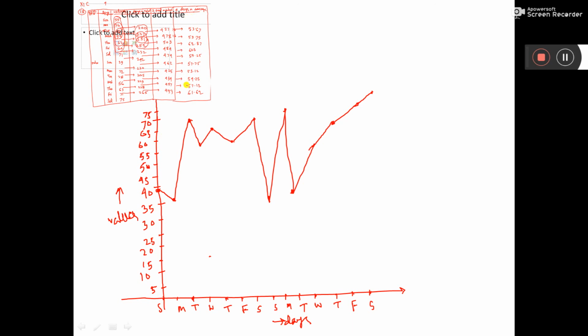Then you have to take the moving average. The first moving average corresponds to which day? Tuesday. So Tuesday 53.67, it is coming at 53, let's say here. And the next one is 59.75. So 59.75 is coming under 60. This one you do with a dotted line, and the next one continuously. So this dotted line is the graph of the moving average. So that's all.